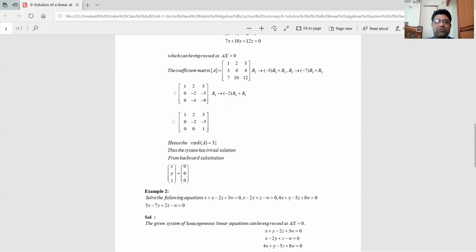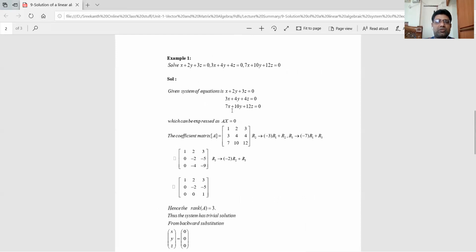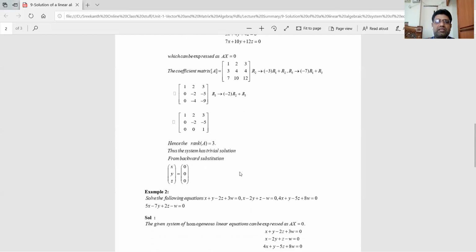Whenever rank is equal to the number of unknowns, the system will have the trivial solution only. There will be no other solution except the trivial solution. That is, x, y and z all three must be equal to 0, 0, 0. This is the only solution which will satisfy this system. There is no other set of values of x, y, z which will satisfy this. So rank is 3, which is equal to the number of unknowns. Therefore, the system has only the trivial solution.